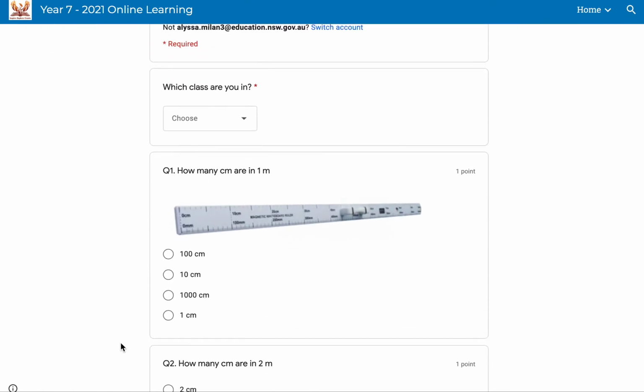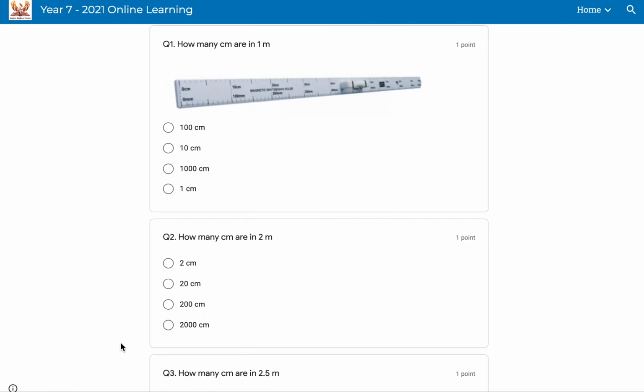All right, so let's get started. Don't worry if you don't really understand what I'm talking about yet. Okay, how many centimeters are there in 1 meter? Okay, so this is pretty much just memory. We just need to memorize that there's 100 centimeters in a meter. And I think we're all pretty familiar with a meter ruler. We know that there's 100 centimeters in a meter.